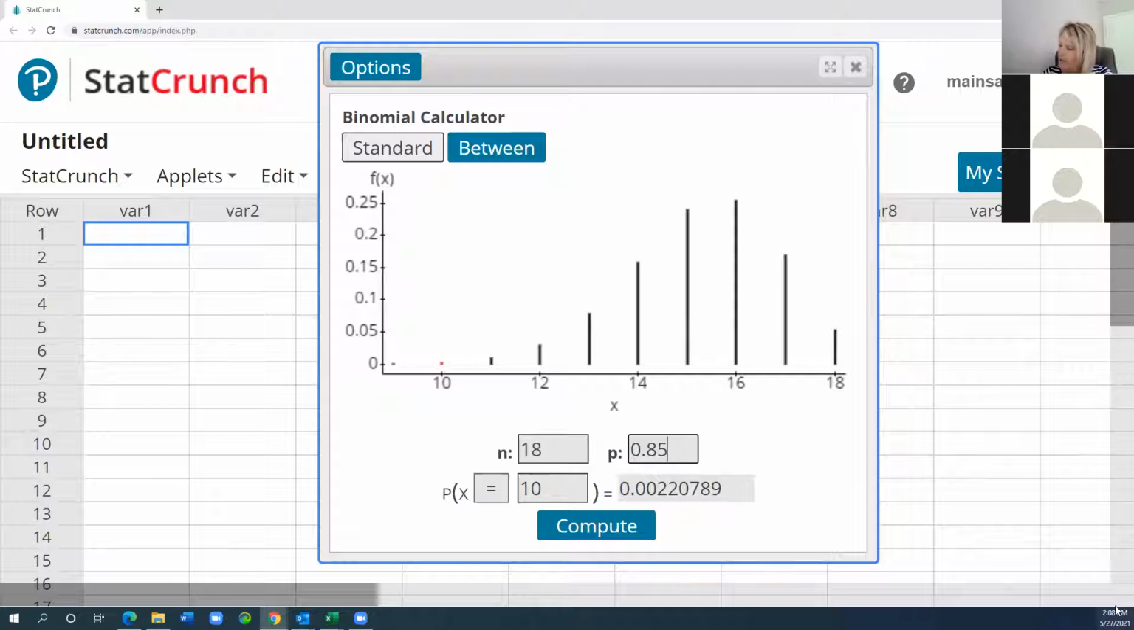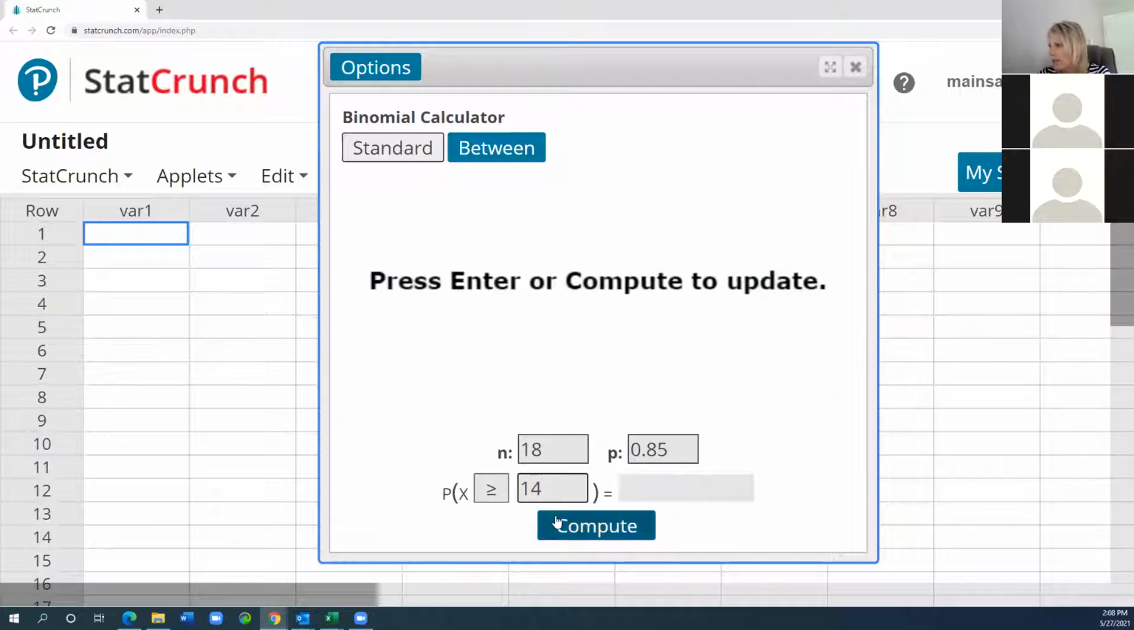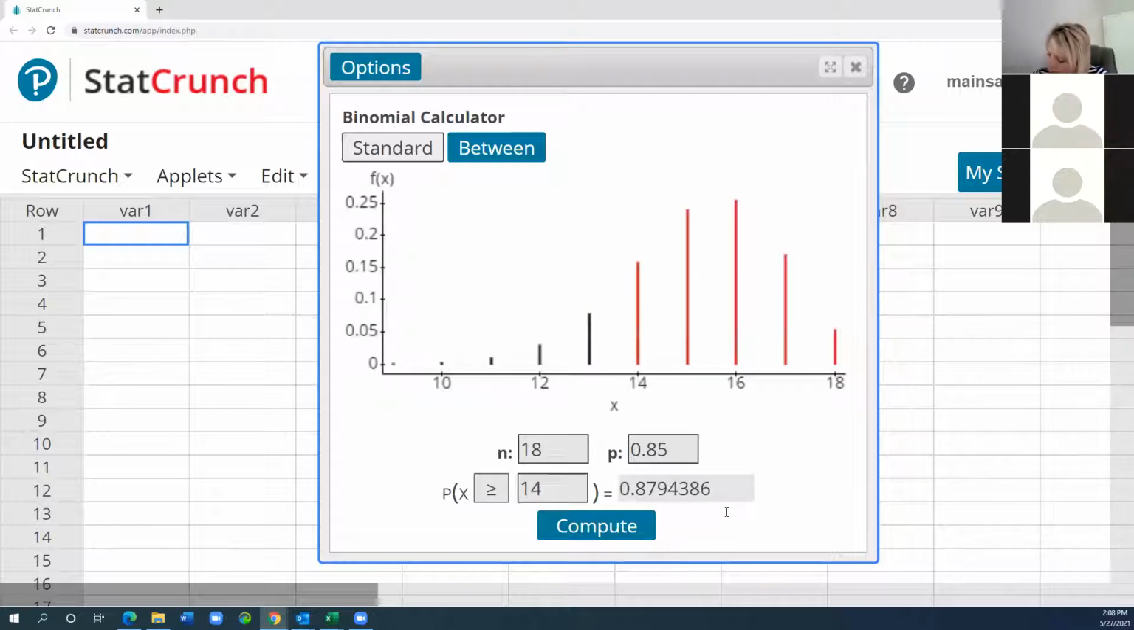So part B says greater than or equal to 14. So we're going to change our inequality to greater than or equal to 14 and hit compute. So we have P, X is greater than or equal to 14, parentheses, equals 0.8794. They asked for 4 decimal places.